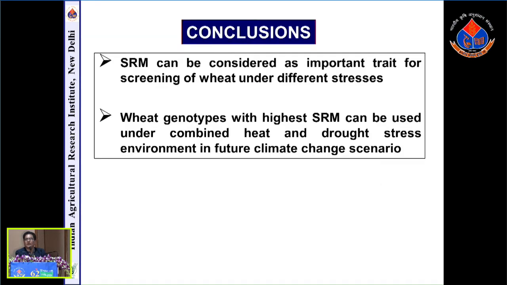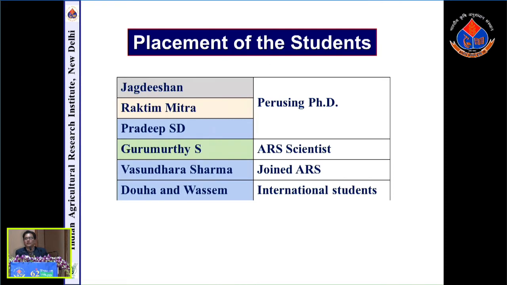And the conclusion was that SRM can be considered an important trait for screening wheat under different stresses, and wheat genotypes identified with high SRM can be used under combined heat stresses in the future climate change program. These are the student placements: done PhD, two are in ARS, two are foreign students, already in service one.